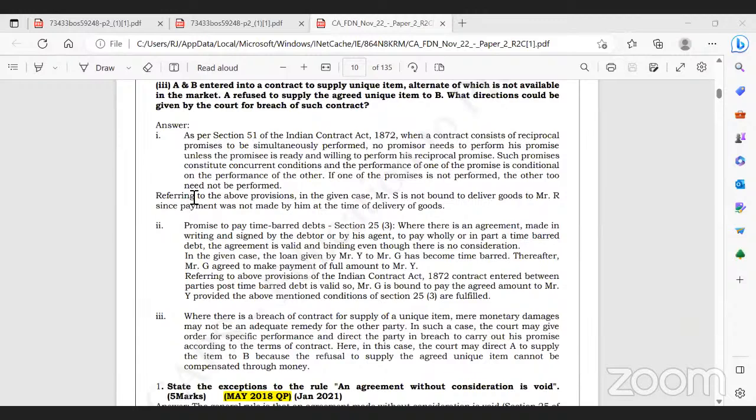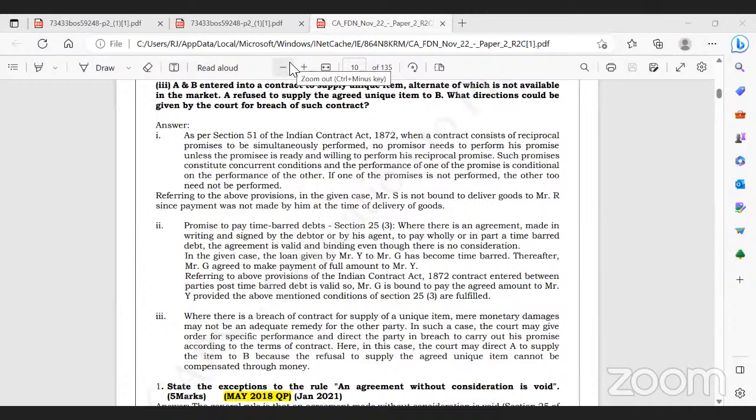What were the remedies of breach of contract? Damages, correct? And if there is an item which cannot be replaced, there is something called specific performance. So if it was mangoes or something, you can ask for damages, the difference between the contract price and the sale price. But if it's a unique item which you cannot buy anywhere, you'll have to ask him to supply. That is called specific performance.